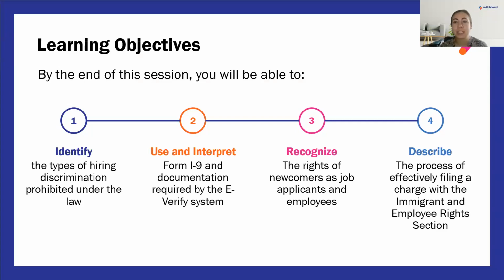Let's review our learning objectives one more time as we close. Today in our webinar, you should now be able to identify the types of hiring discrimination prohibited under the law, use and interpret Form I-9 and documentation required by the E-Verify system, recognize the rights of newcomers as job applicants and employees, and finally describe the process of effectively filing a charge with the IER, as well as the potential remedies and support available.